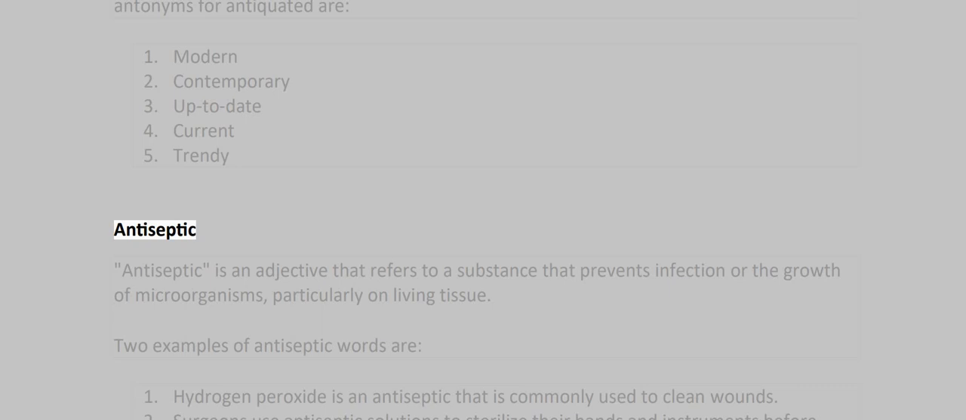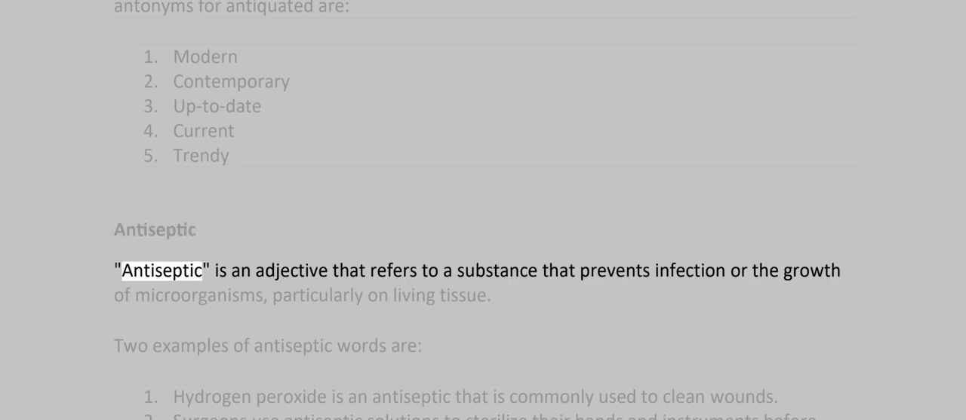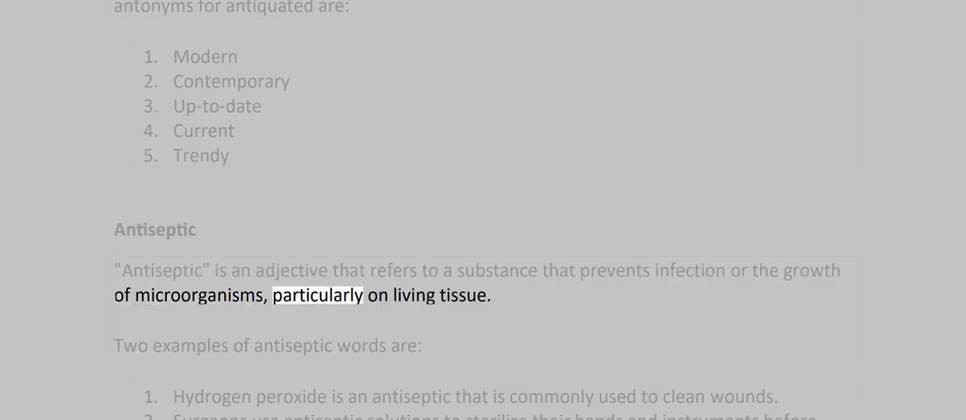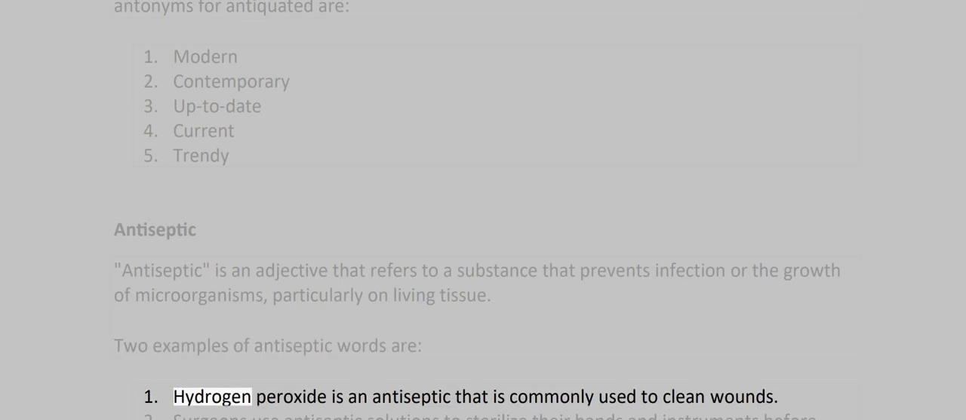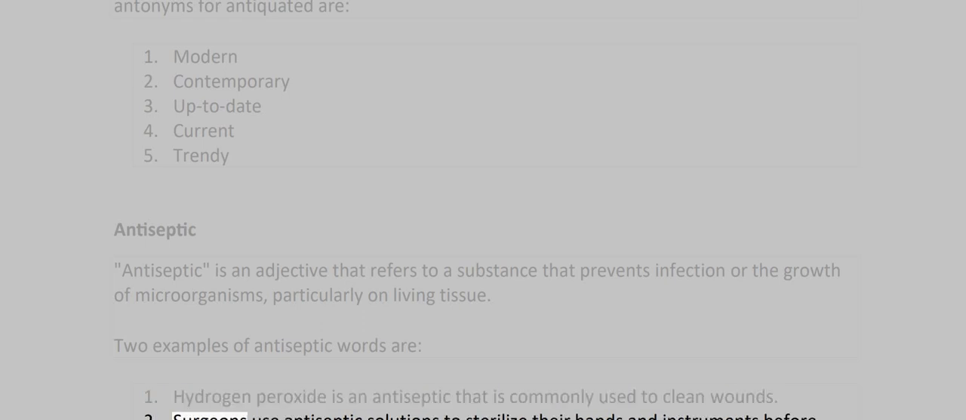Antiseptic. Antiseptic is an adjective that refers to a substance that prevents infection or the growth of microorganisms, particularly on living tissue. Two examples of antiseptic words are: 1. Hydrogen peroxide is an antiseptic that is commonly used to clean wounds. 2. Surgeons use antiseptic solutions to sterilize their hands and instruments before surgery.